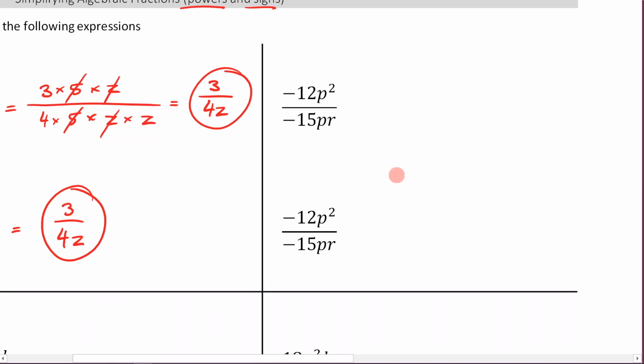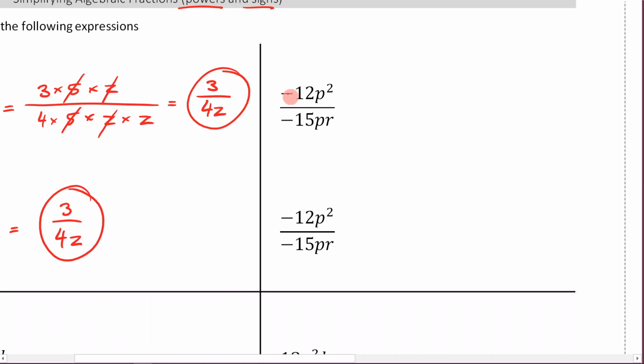Let's come over here now. And as you can see, I've got signs here. So I've got two negatives. Remember, when you're dividing two negatives, what's your answer going to be? Negative divided by a negative is going to be a positive. So I know that my answer is going to be positive here. And the way I like to think about it is the two negatives cancel out with each other. Okay, let's keep on going.